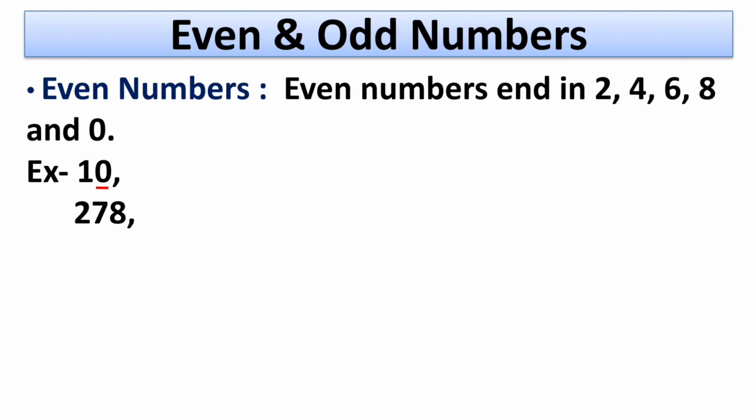278 is an even number as it ends in 8. 9376 is an even number as it ends in 6.